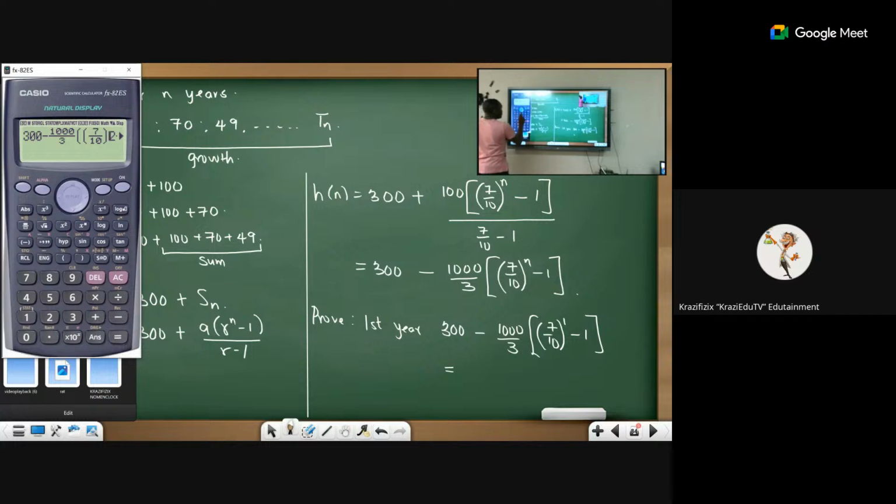For the third year, to the power of 3. I hope it makes sense. That's the height of the third year. So you need to interpret well. The height of the tree plus the growth. The height was 300. First year, it grew by 100, which makes it 400. Next by 70, 470. Then we keep adding. Let me know if my explanation makes sense to you.